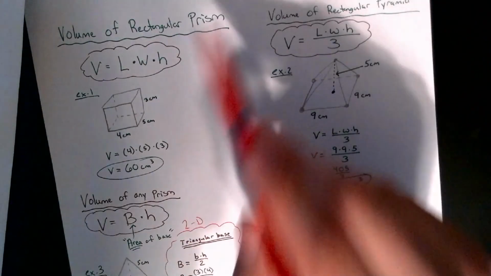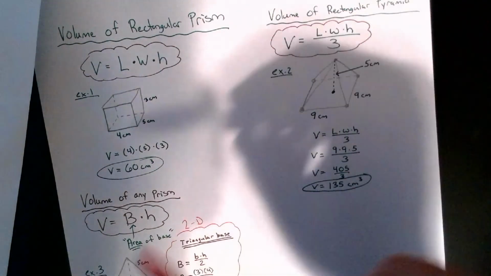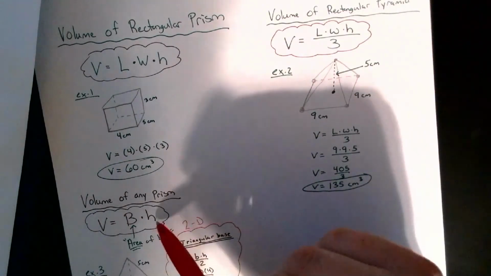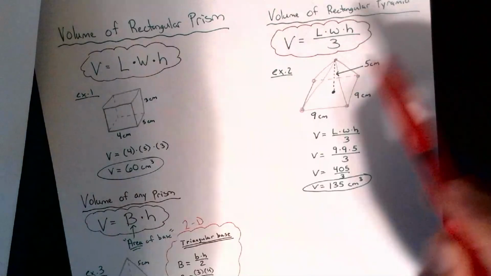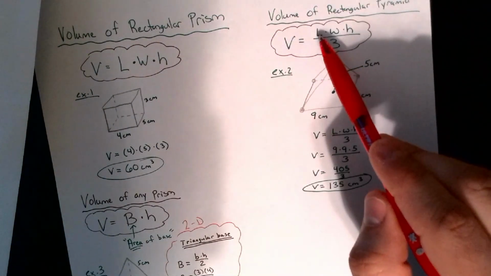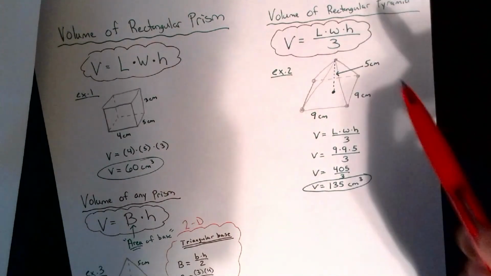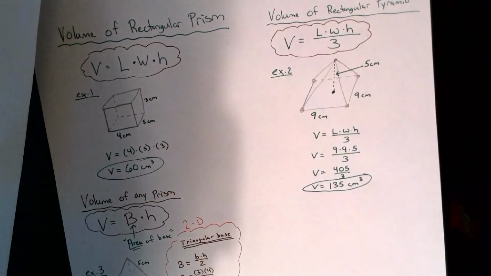So a prism, if it's a rectangular prism, is length times width times height. If it's any other prism, it's the area of the base times the height, and that's the three-dimensional height. The height is the distance between the bases, right? And if you have a pyramid, it's your length times width times height, the volume of the prism, divided by 3, and instead of the volume of the prism, it makes it the volume of the pyramid.